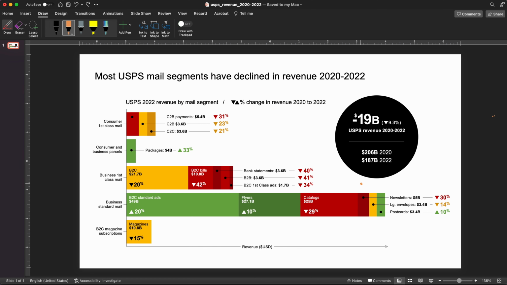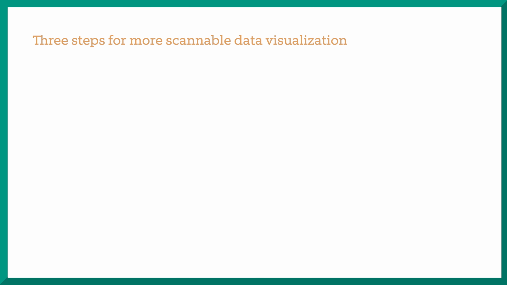In addition, we leaned into the color coding to make the trend of each segment super easy to scan. And lastly, we added some missing context by providing the total amount of revenue lost and the overall percentage change between 2020 and 2022. We made this section feel visually distinct so that it feels like a supplementary point to the main data. Let's recap what we just did.